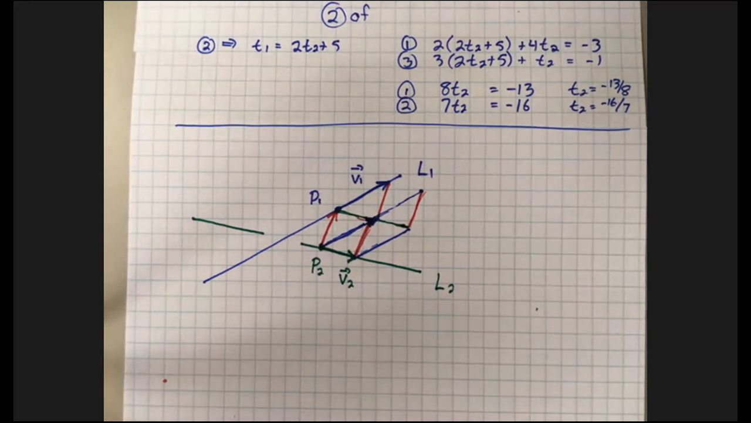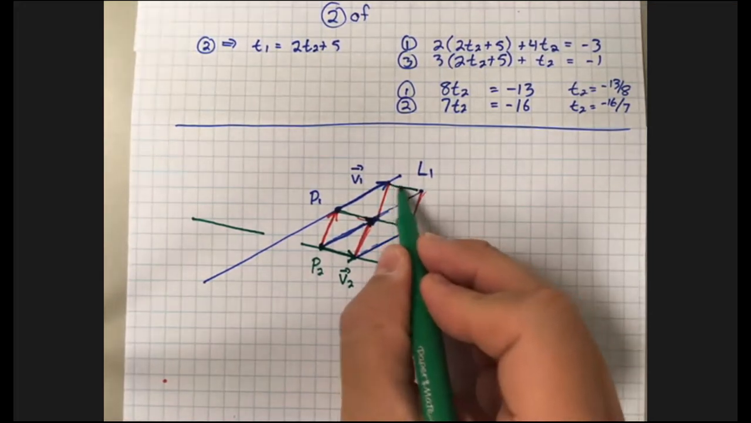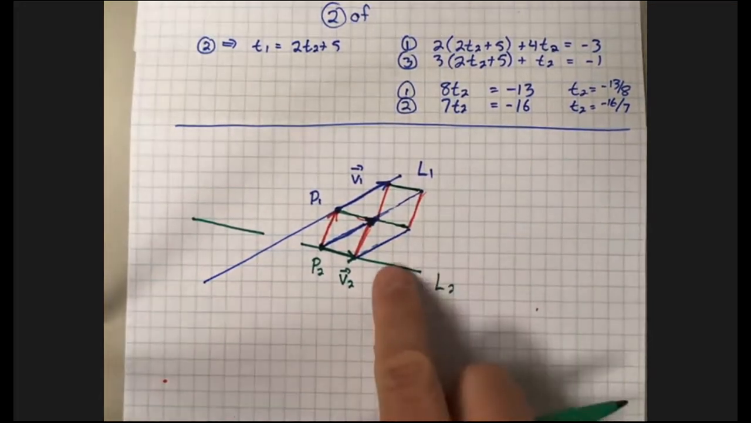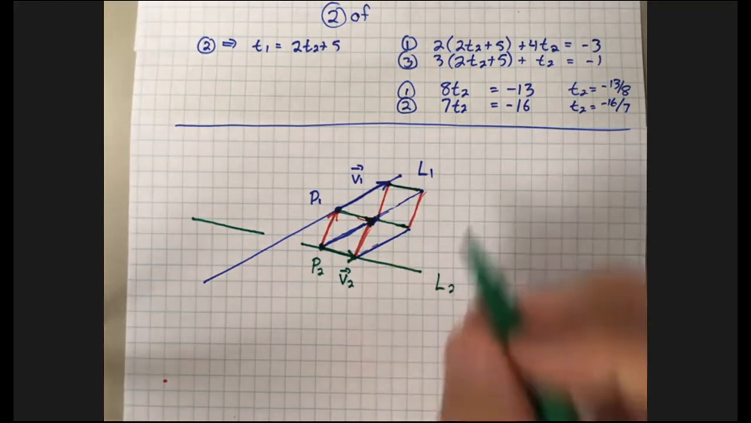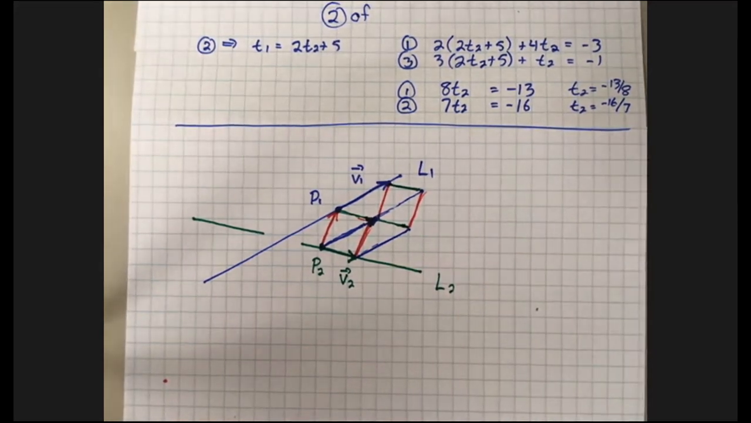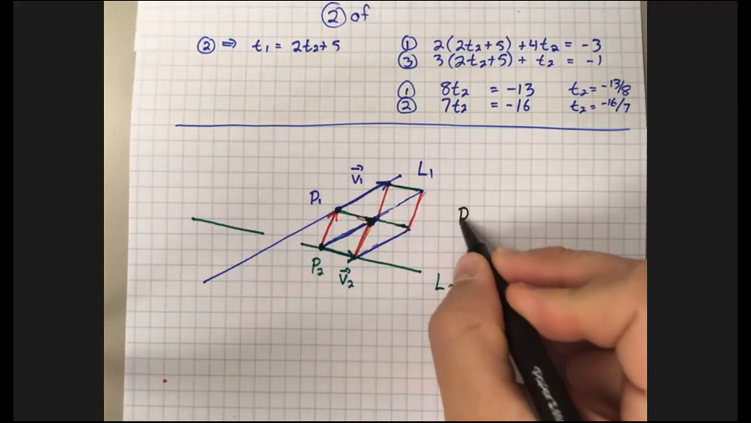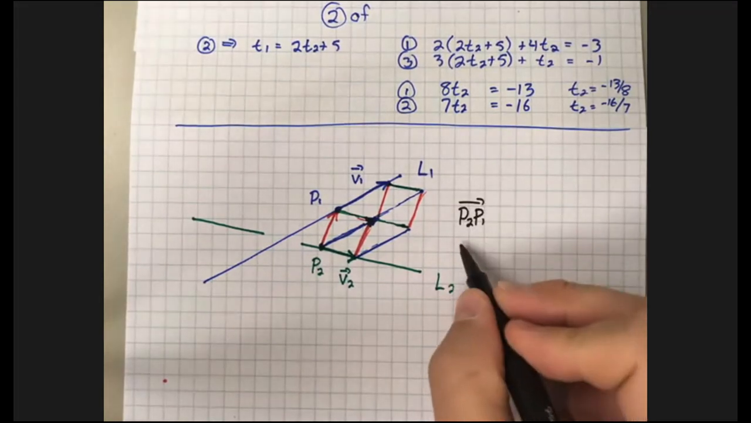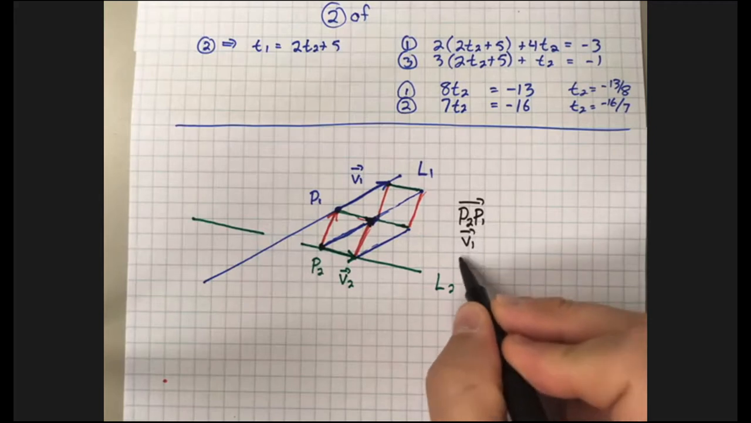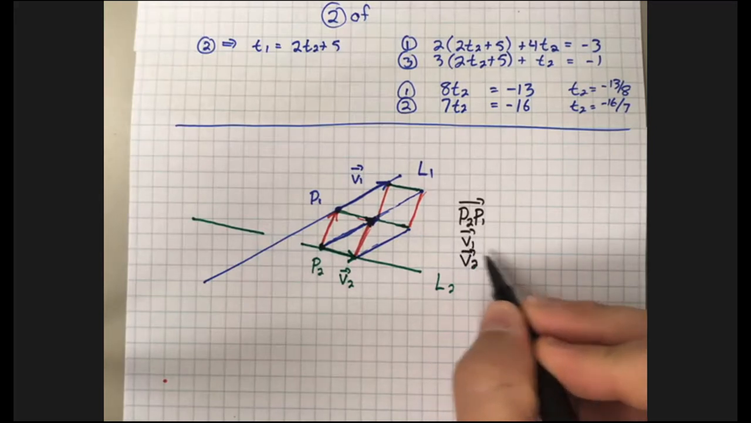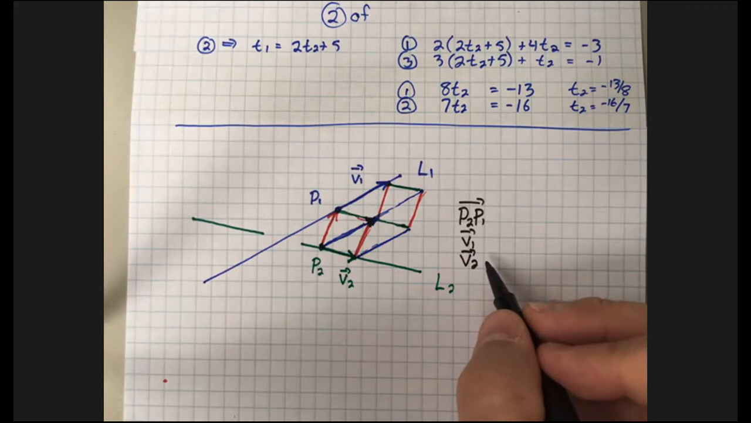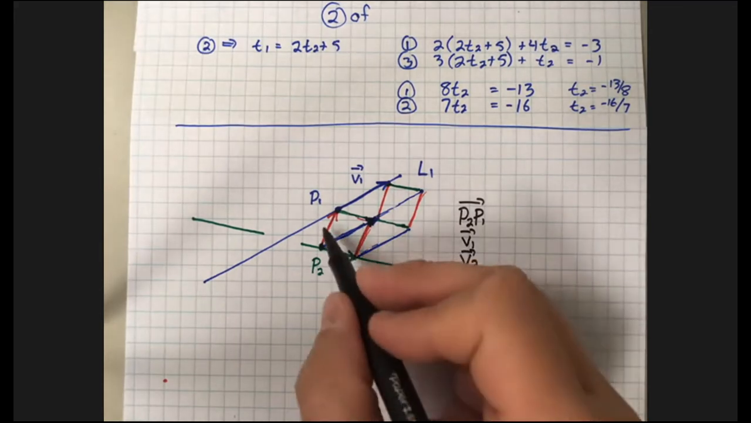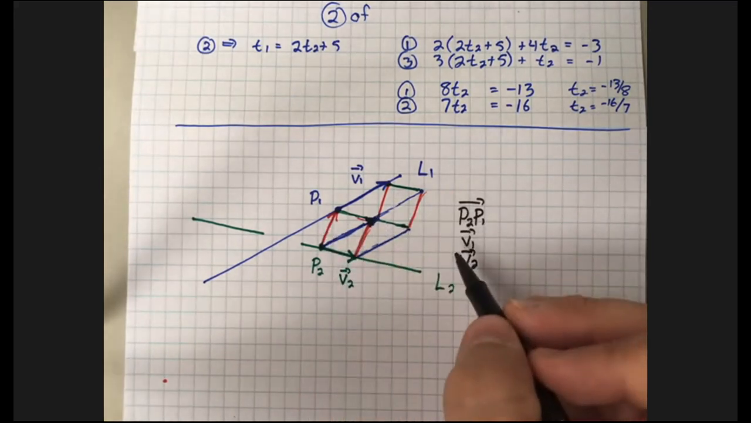Okay, this is the last time I'll pick up a different colored pen. But here I've created a parallelepiped out of these three vectors. No more colors. P2, P1, V1, and V2. And I'm interested in the shortest distance between lines L1 and L2.